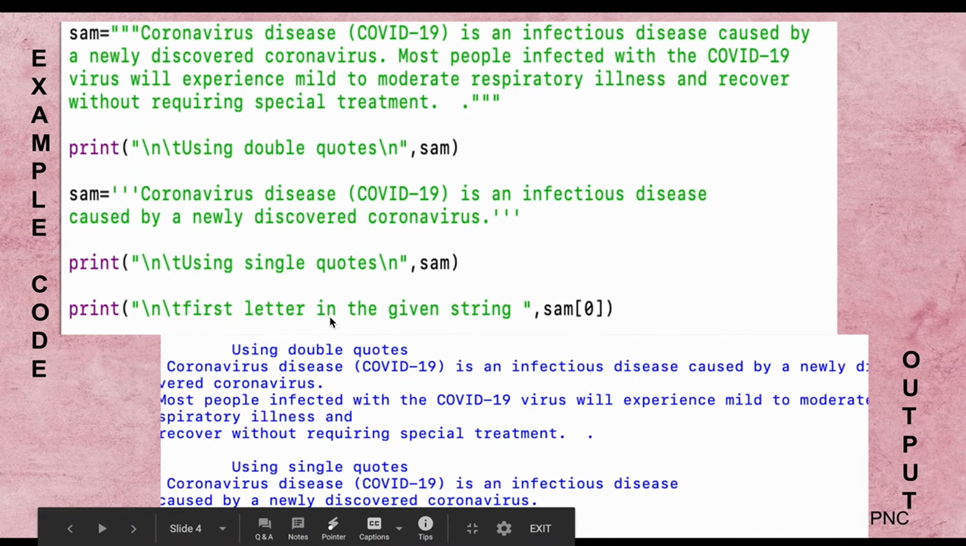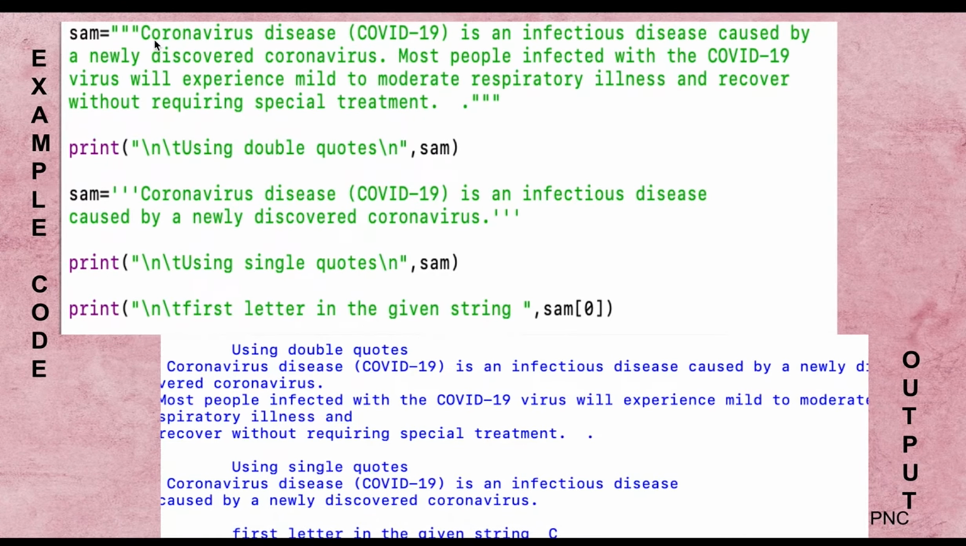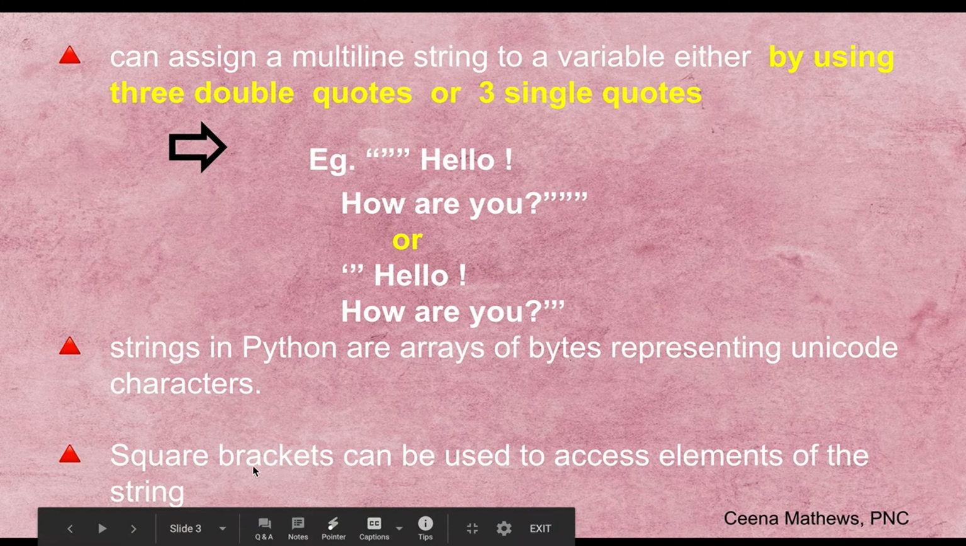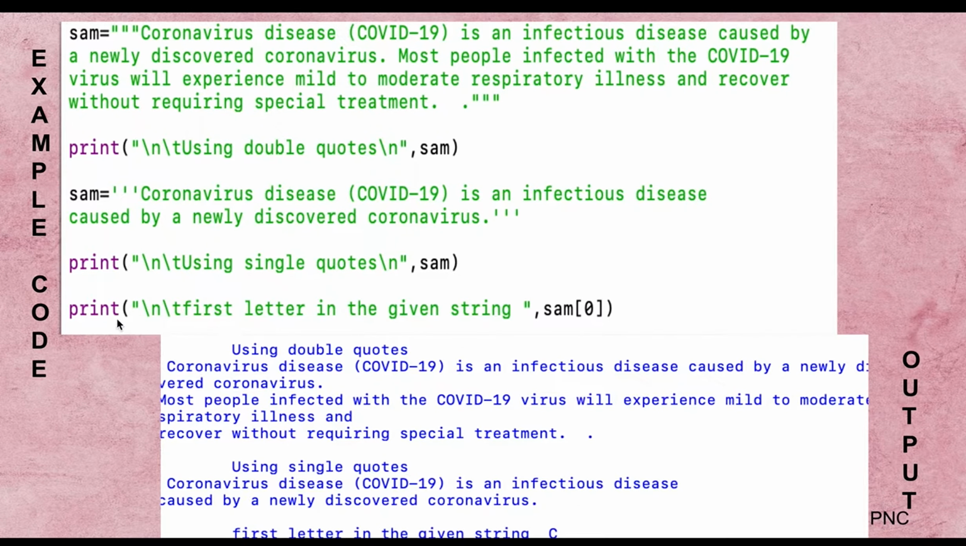the same, we have single quotes and it will be printed as below. The next is, in order to access the characters in this string, as I mentioned in the previous slide, square brackets can be used to access elements of the string. So in the last print, the first letter in the given string, Sam of 0. By default, strings have index starting with 0. So here C in coronavirus will have the index 0 and O will have 1 and so on.